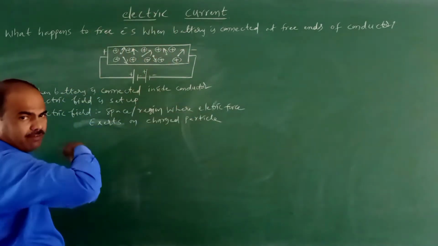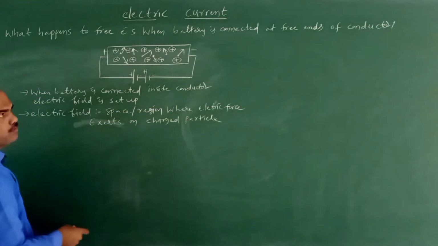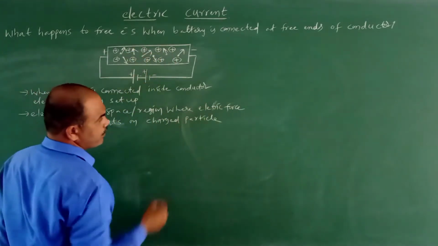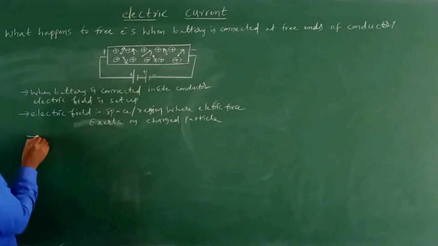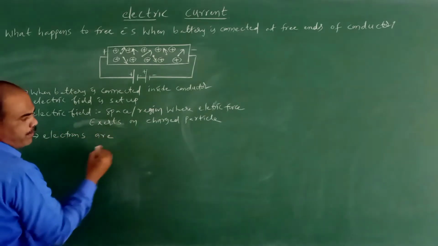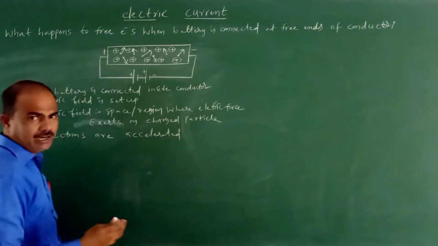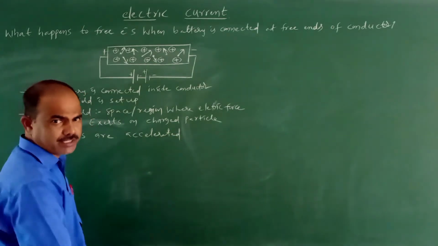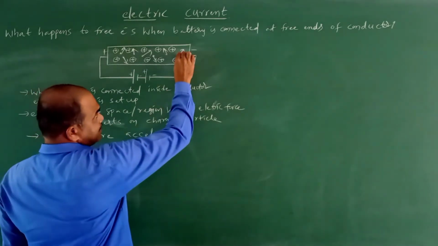Throughout the conductor, whatever its length may be, an electric field is developed. So on each electron the electric force is applied, and due to that the electrons are accelerated. Electrons are what? Accelerated. And when the electrons are accelerated they get some energy.